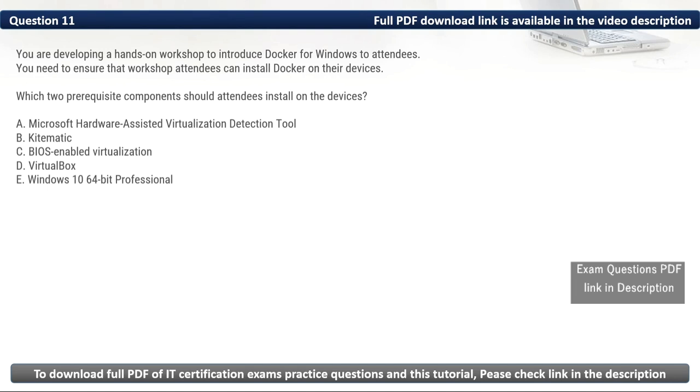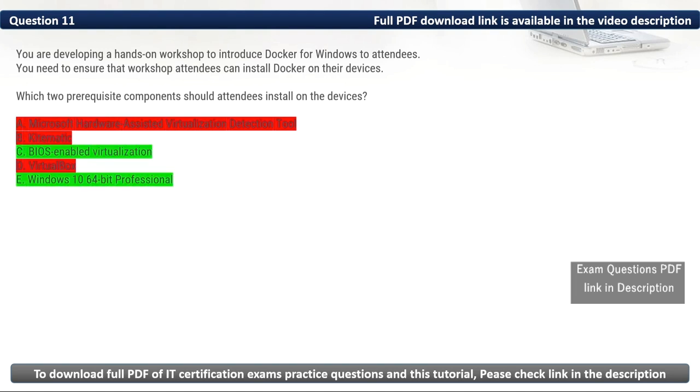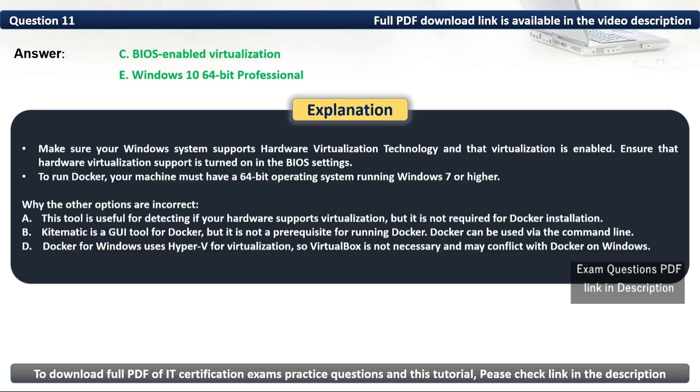As such, the two prerequisite components that should be installed on the devices are BIOS enabled virtualization and Windows 10 64-bit professional. Thus, the correct options are C and E. Make sure your Windows system supports hardware virtualization technology and that virtualization is enabled. Ensure that hardware virtualization support is turned on in the BIOS settings. To run Docker, your machine must have a 64-bit operating system running Windows 7 or higher.